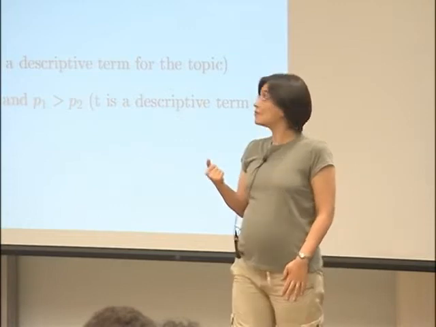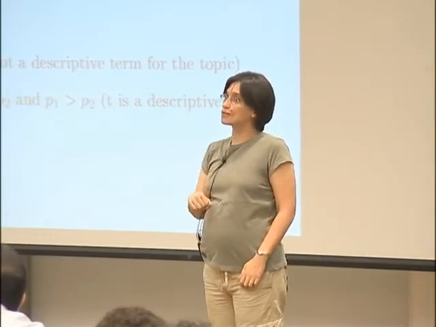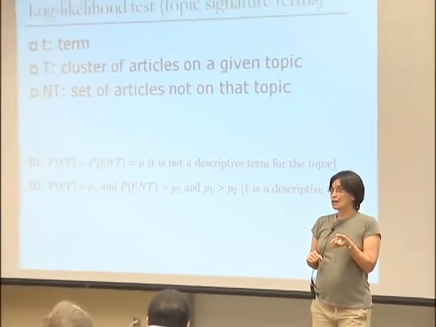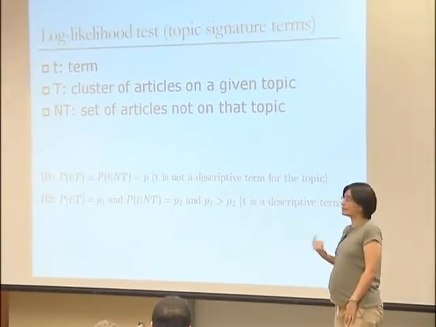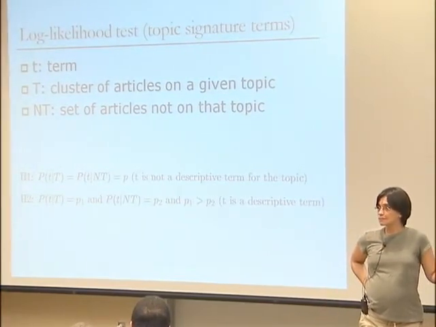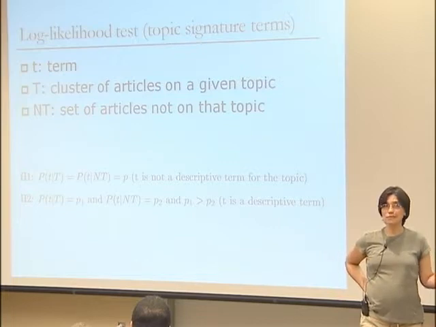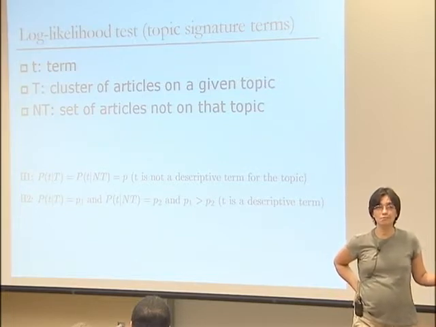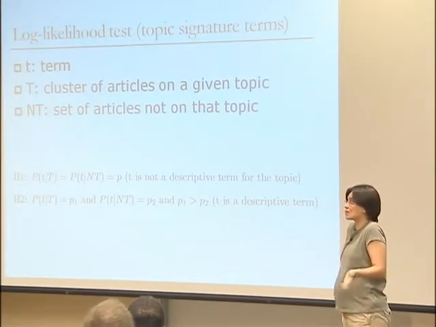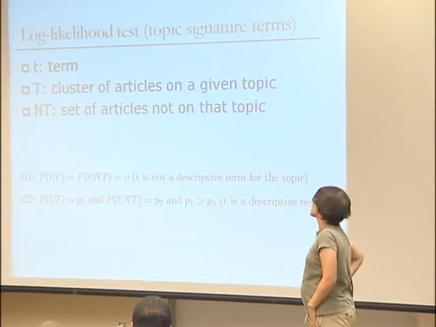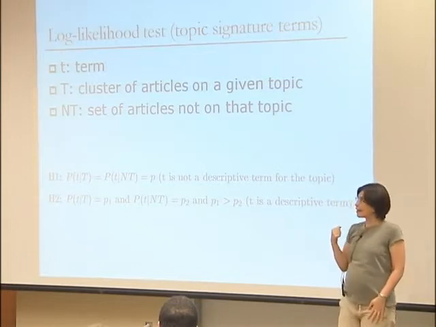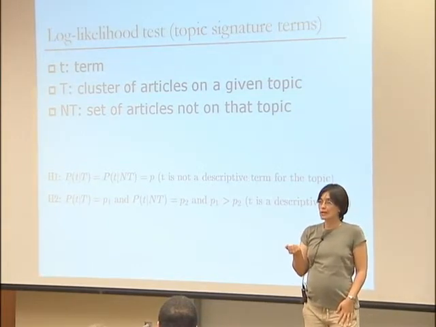Well, you can have in your T, the cluster of articles on your topic, the probability of your term might be some P. That's exactly the same as the probability of the term in the non-topic documents. So are we interested in this term, if this happens to be what holds for it? No, right? It has the same probability, so we have no reason to believe that it's in any way descriptive.